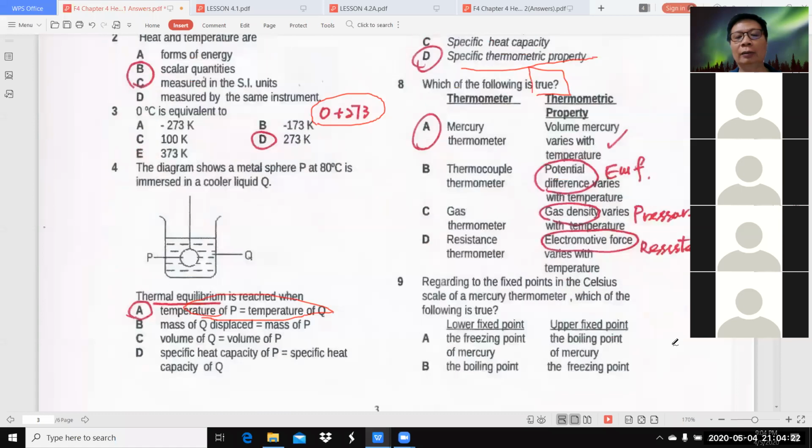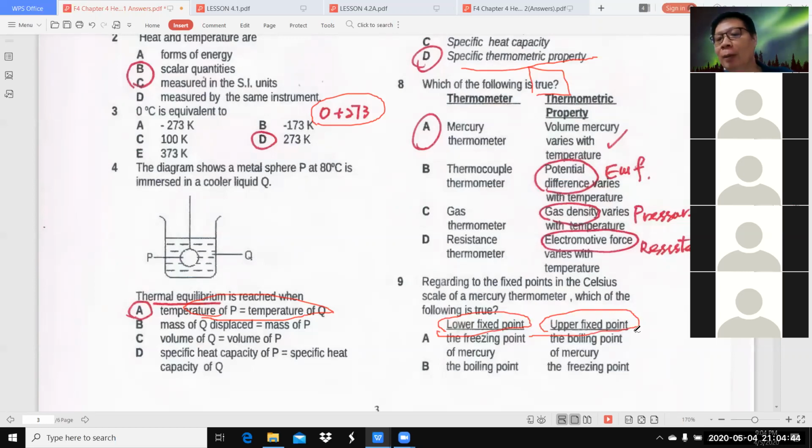Okay, number 9. Regarding the fixed points, which one is the lower fixed point? At the beginning of the lesson, someone already answered this, right? What is the upper fixed point? Which one is the lower fixed point, and which one is the upper fixed point?